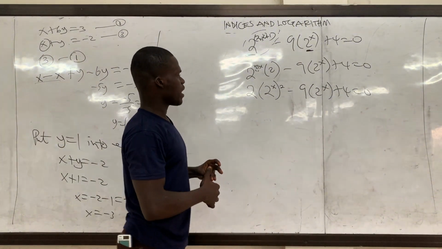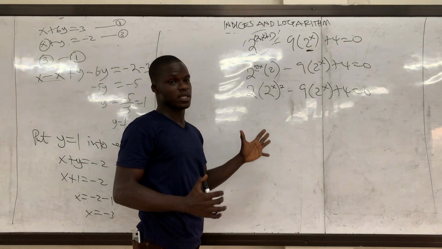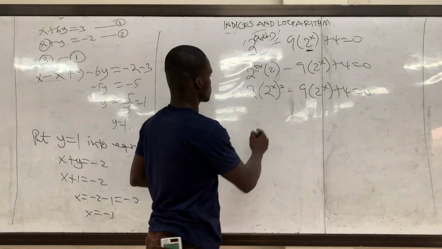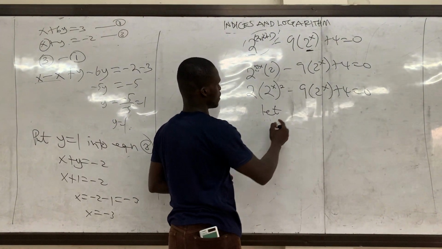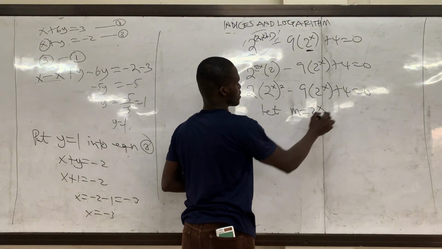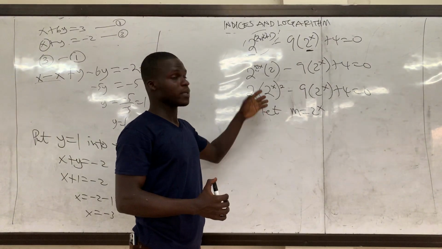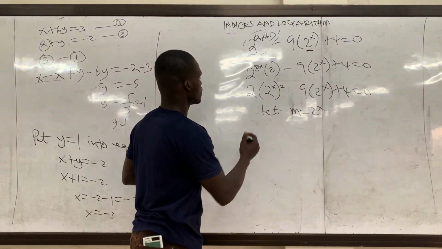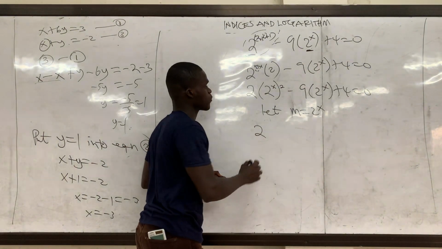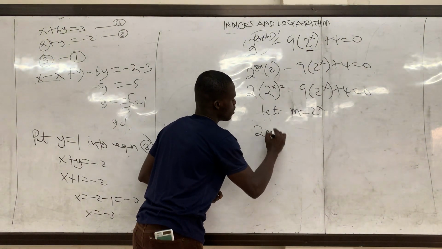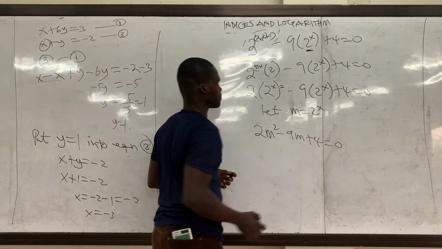Now we can see that we have the term 2 exponent x running through. So we can easily replace 2 exponent x by any form of a variable. So let's say n, let n equal 2 exponent x. So if n is equal to 2 exponent x, we are going to replace n here inside the equation. Wherever you see 2 exponent x, we replace with n. So we are going to get 2n squared minus 9n plus 4 equals 0.